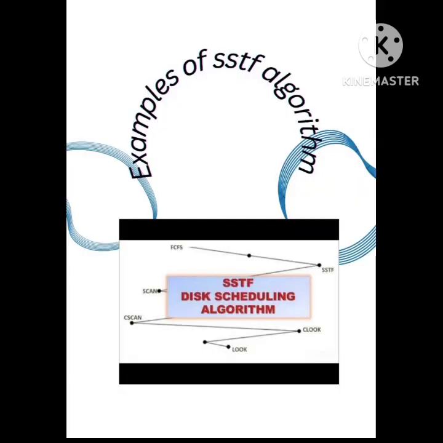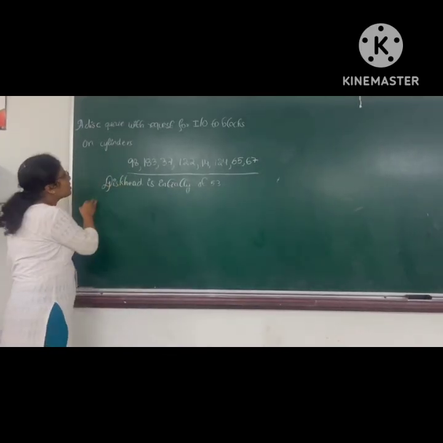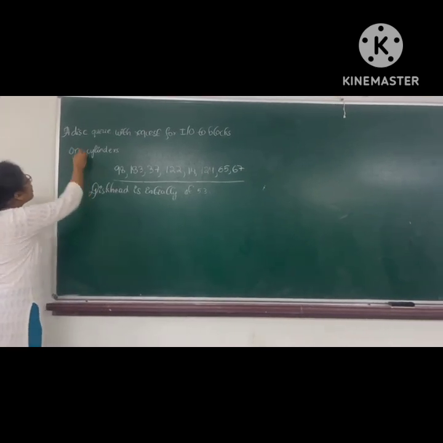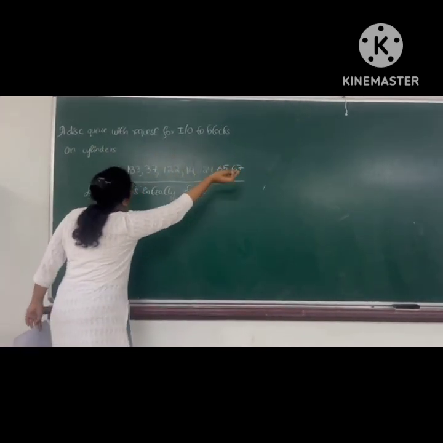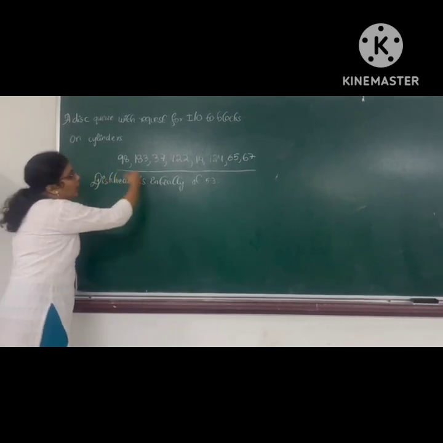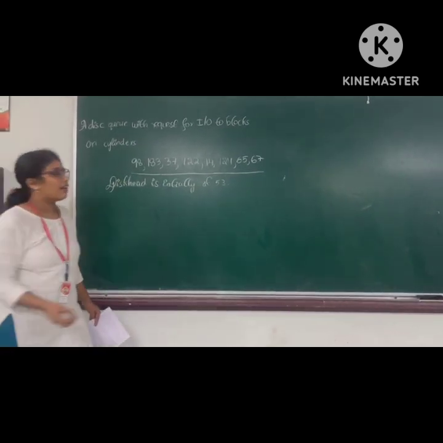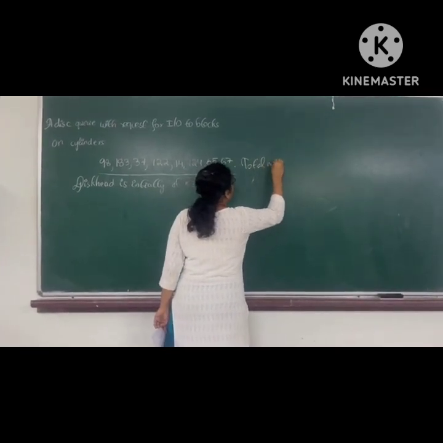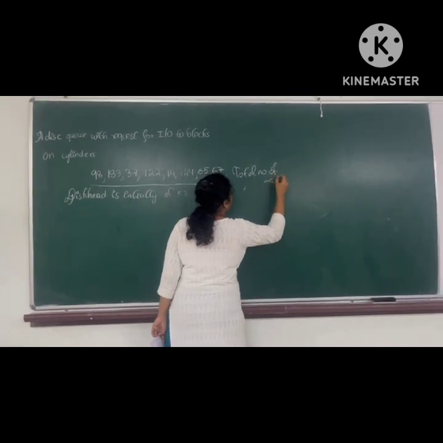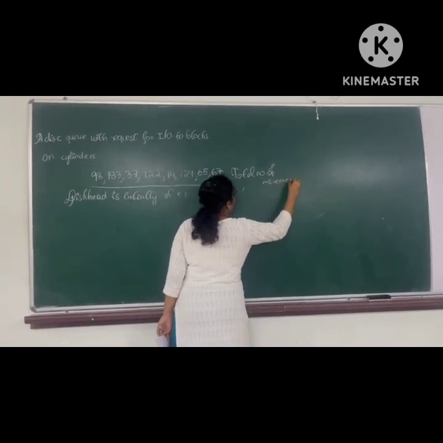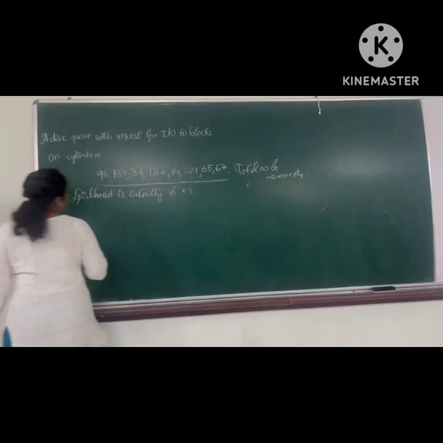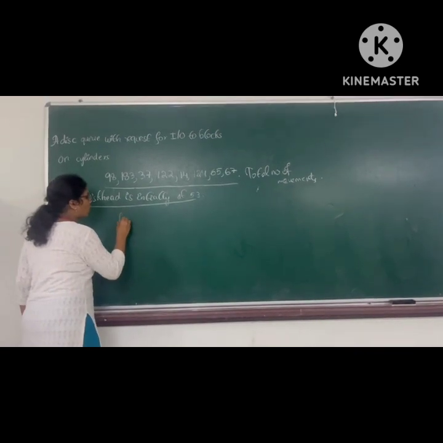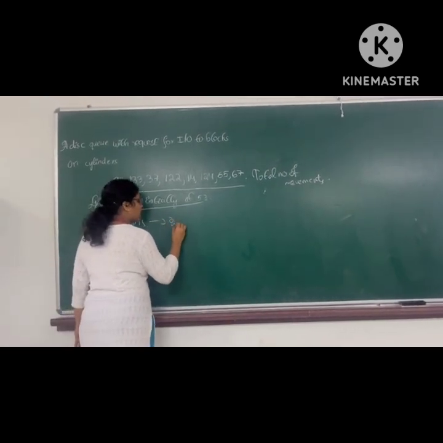Examples of SSTF scheduling algorithm. Now by looking at this example, we will clearly understand what the SSTF scheduling algorithm is. Here the question is a disk queue with requests for I/O to blocks on cylinders like this, and here we have to calculate the total number of movements. Initially the disk head is at 53 and the total length of the disk is 200.